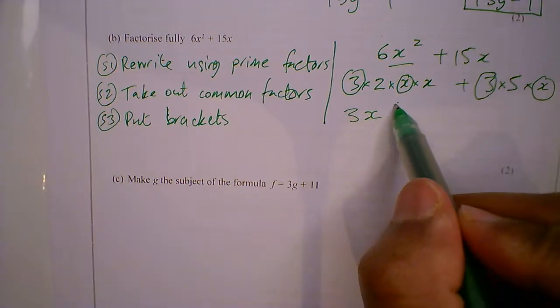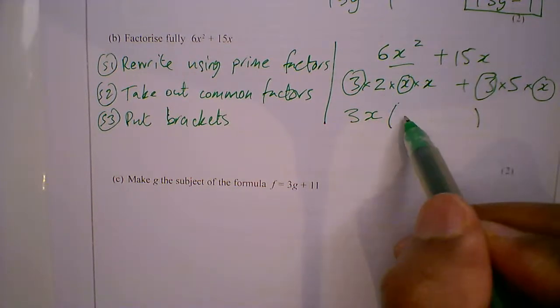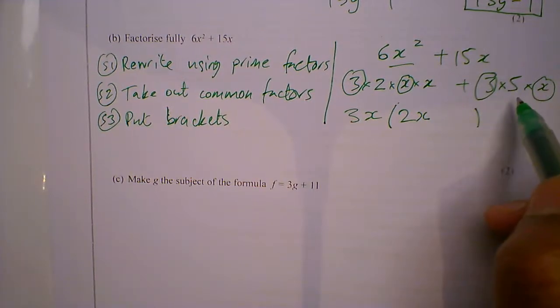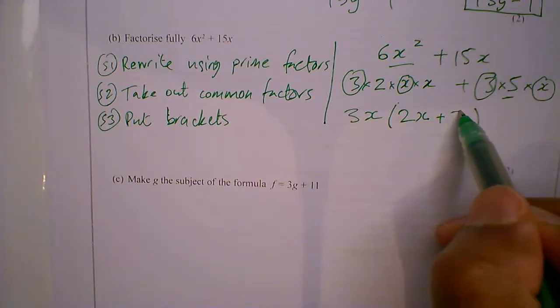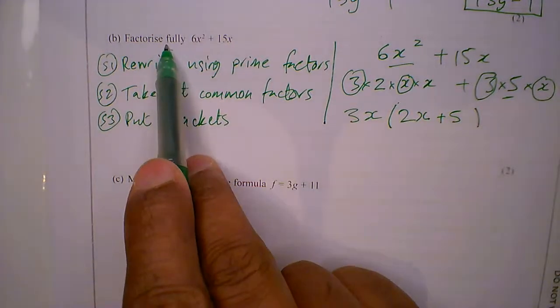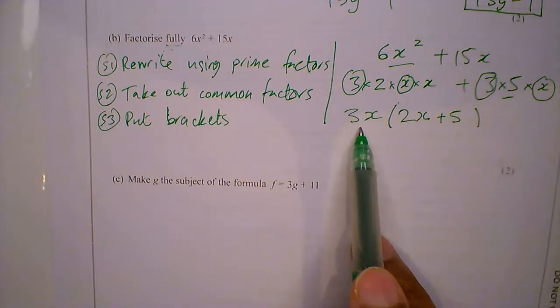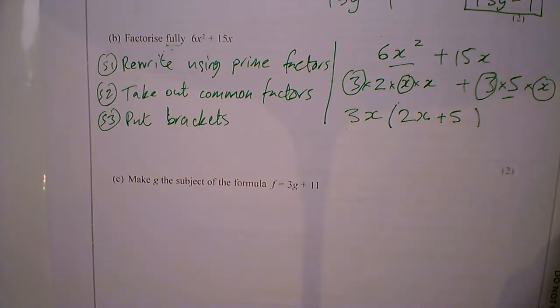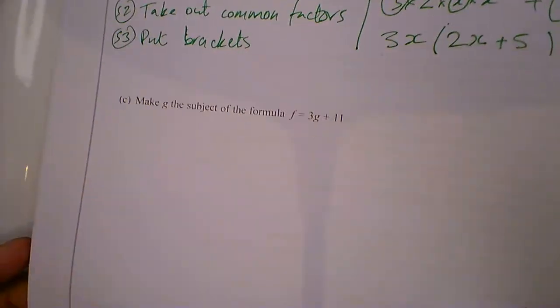Then I put my brackets. I've got here 2 and x, so that's 2x, and I've got here 5, so plus 5. So this is now factorized fully. So 3 or x would get you 1 mark, and then the remainder of it would give you 2 marks. Let's go on to the next question.